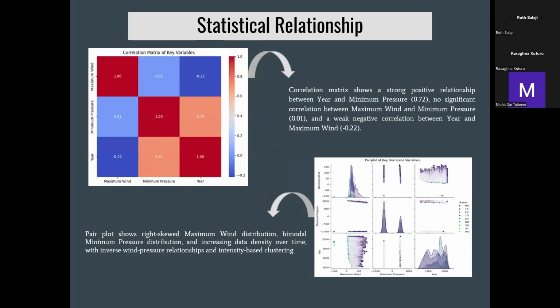Moving on to the next slide. Statistical relationship. This correlation matrix shows us a strong positive relationship between the year and minimum pressure, and a weak negative correlation between the year and maximum wind. This is also likely due to the improved data collection post 1940, whereas the pair plot highlights the variability in wind speed and pressure, emphasizing the complex dynamics of storm intensities over time.